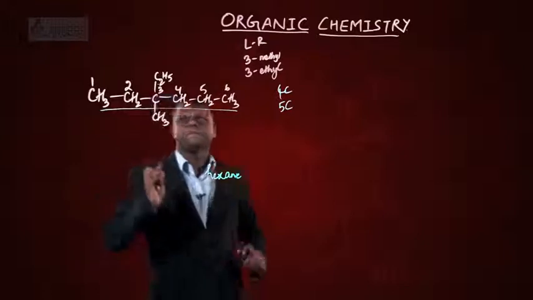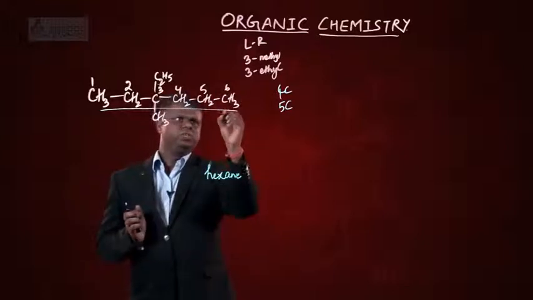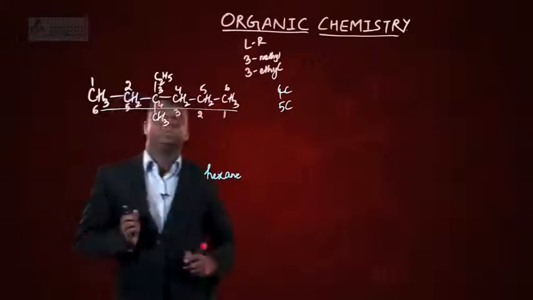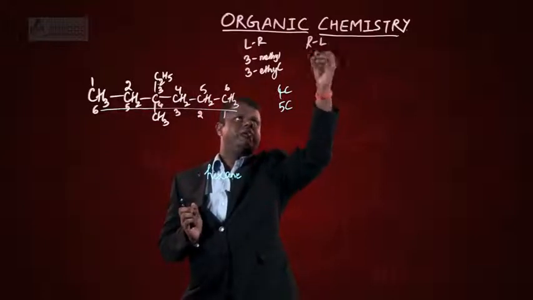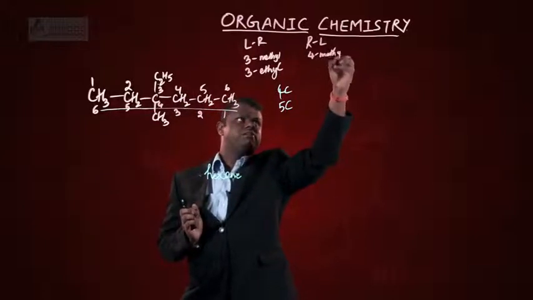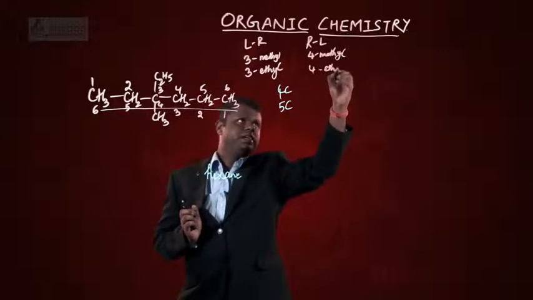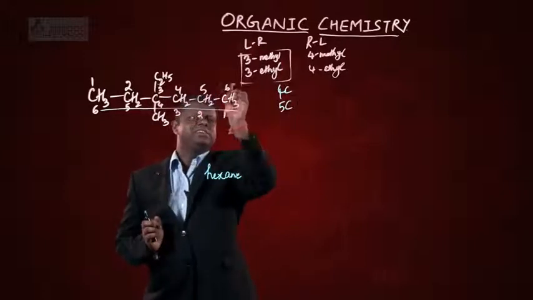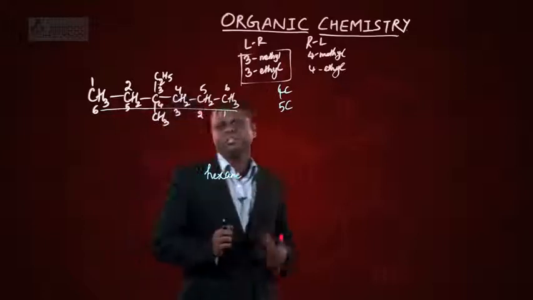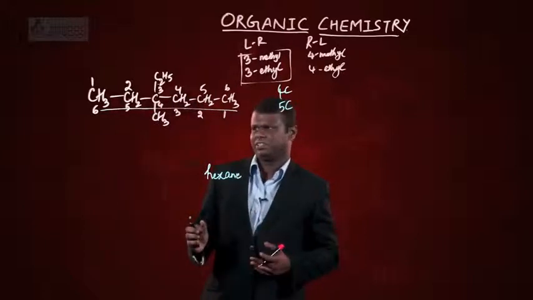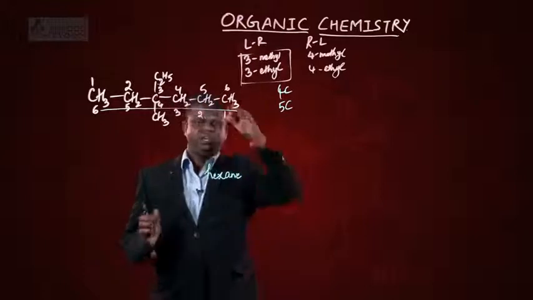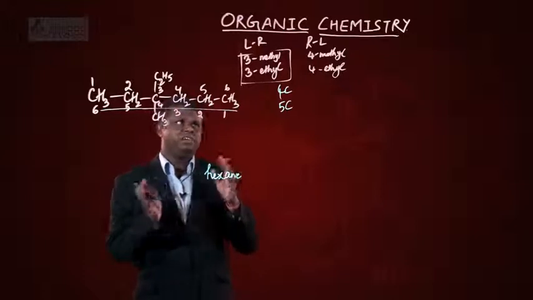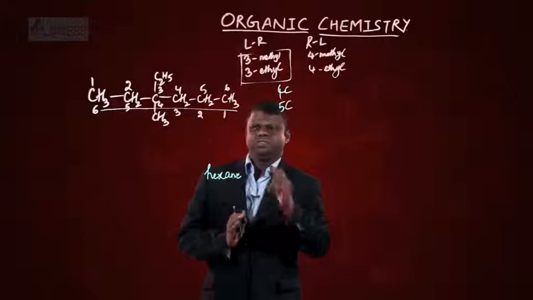And then when I number it from the other side, this is 1, 2, 3, 4, 5, 6. When I number it from right to left, you have 4 methyl and 4 ethyl group. So in this case, it is clear that I am going to select this particular way of numbering because the substituent is getting the lowest numbering. So now I have 3 methyl and 3 ethyl. There are two possibilities.